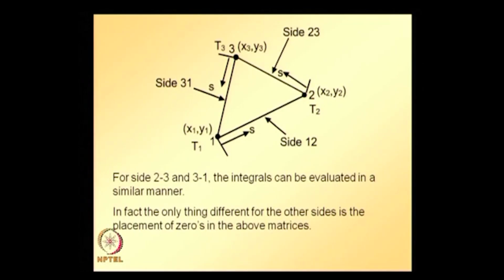In fact, the only thing different from other sides is the placement of zeros in the above matrices. So, that is what I mentioned. Carefully noting which node is not part of the edge, the shape function of that node is going to be 0 along that edge, and taking care of that we can get the integrals for sides 2 3 and 3 1.